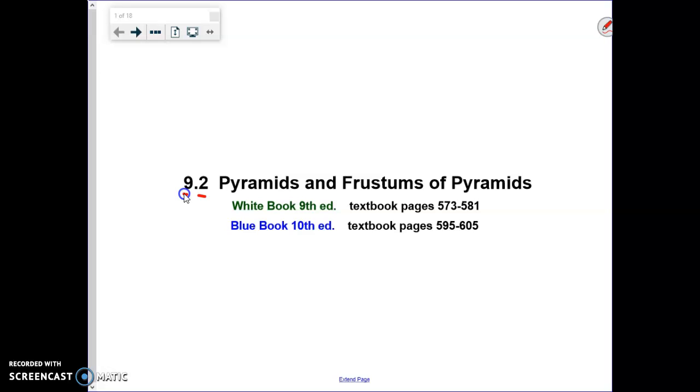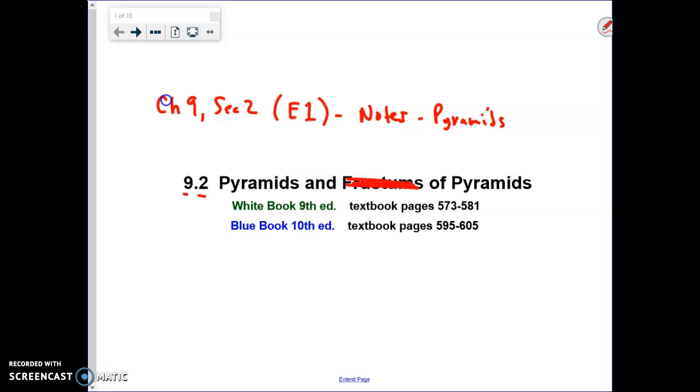So this one will be labeled Chapter 9, Section 2, Episode number 1. So how it'll look, again, it'll look something like this: Chapter 9, Section 2, Episode 1 in Google Classroom. Then I'll just put notes behind it. And probably it would be something like pyramids, because that's what we're going to talk about for this particular set of notes. We are not going to do frustums. Those we were going to do if we were still in class, but we're just going to look at pyramids right now. All right, so here we go.